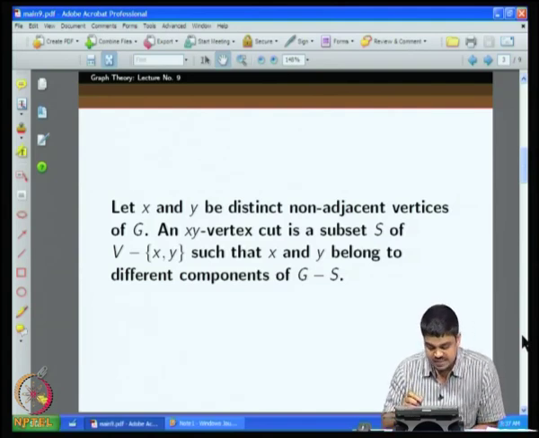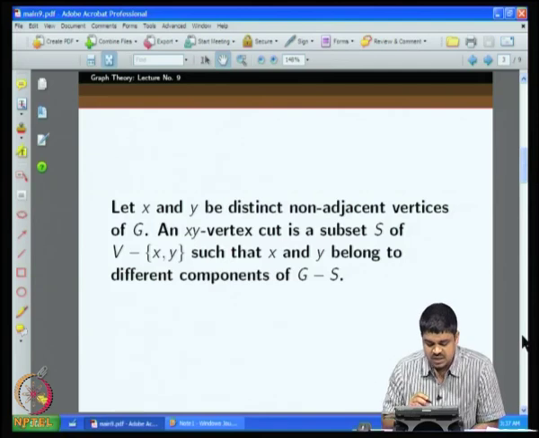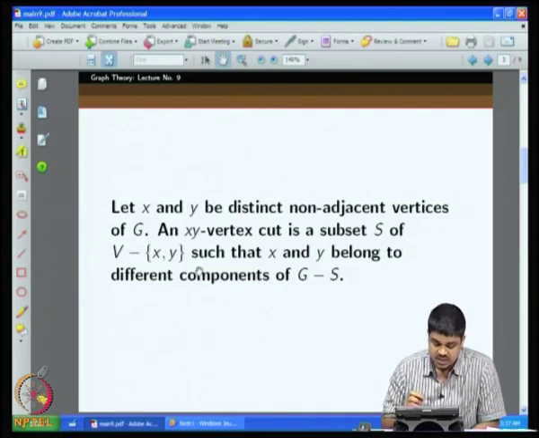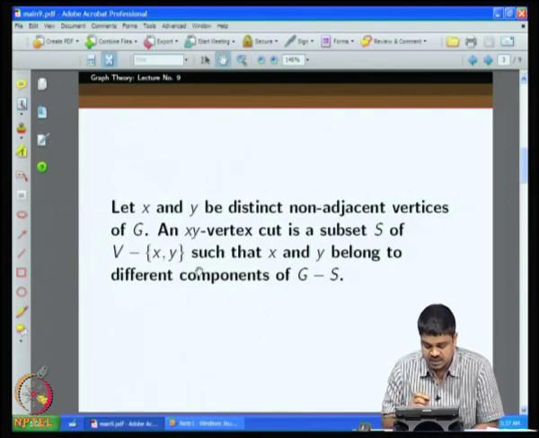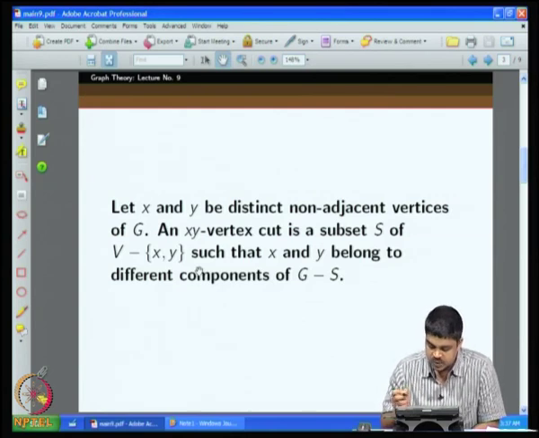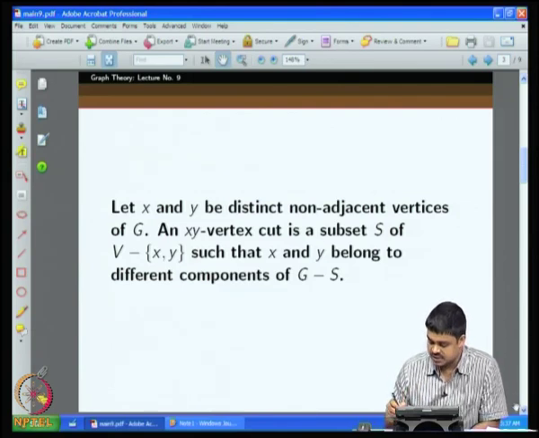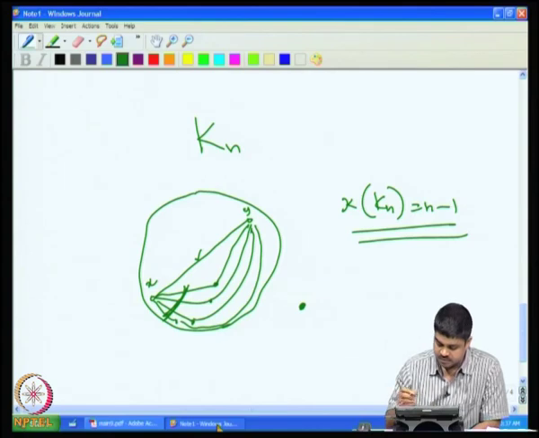Such a subset of V minus {x, y} is called an xy vertex cut. So, we are not allowed to take x and y in the subset S. So, an xy vertex cut is a subset S of V minus {x, y} such that x and y belong to different components of G minus S. So, we can look at some examples.